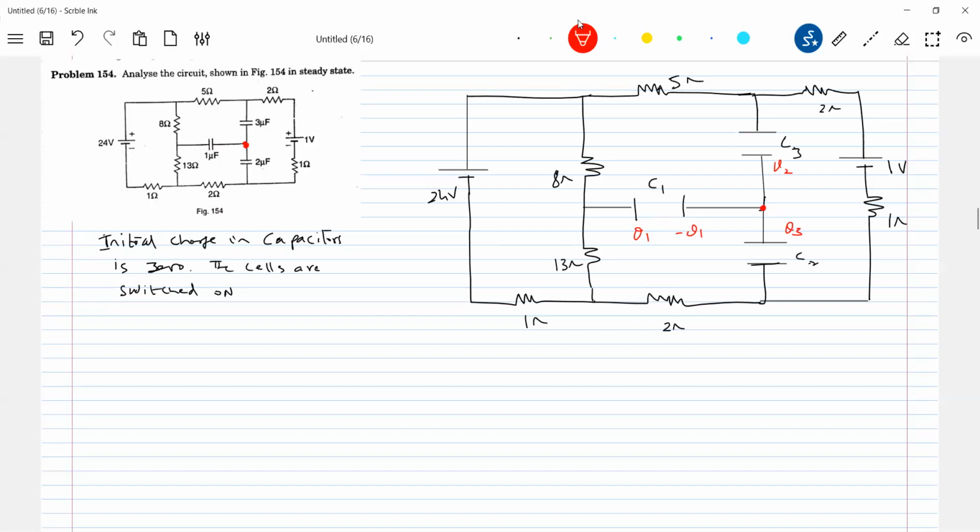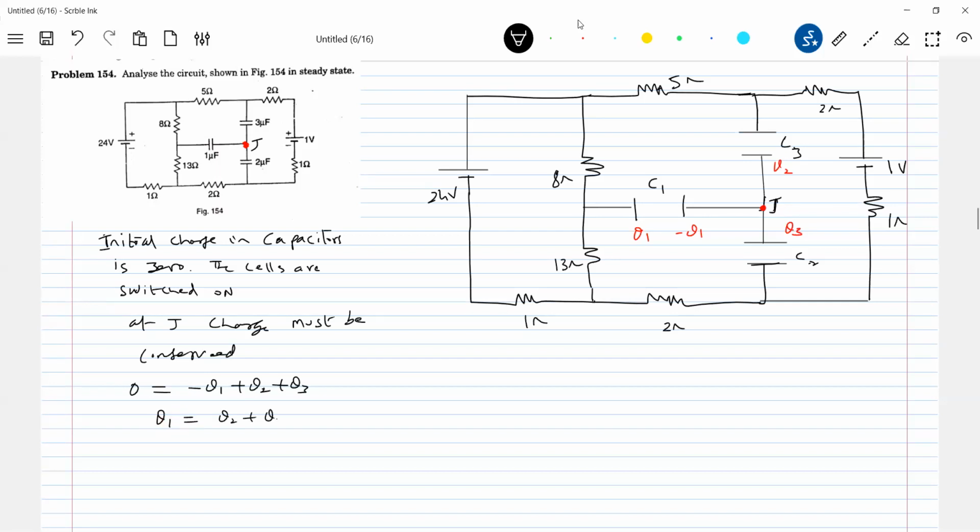So according to the conservation of charge principle, earlier what was the charge at junction J? This was the junction J, no? So at J, charge should be conserved. So initially 0. Finally, how much should it be? Minus Q1 plus Q2 plus Q3. So therefore, Q1 equals Q2 plus Q3. So one equation I got. So what do we have to do? We have to try for 2 more equations.